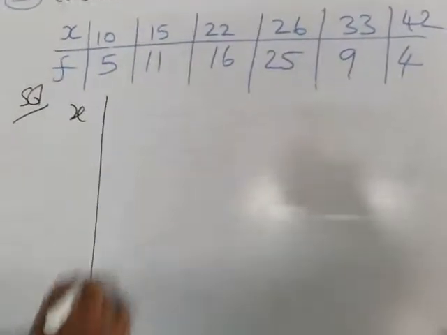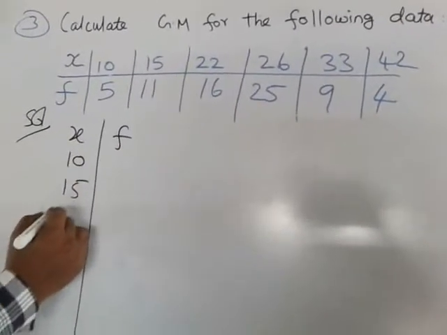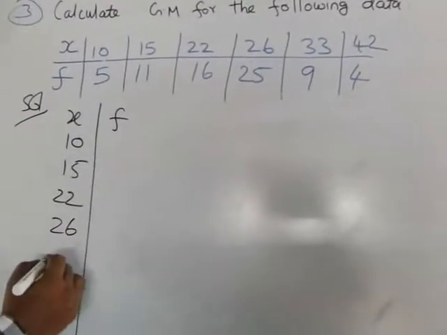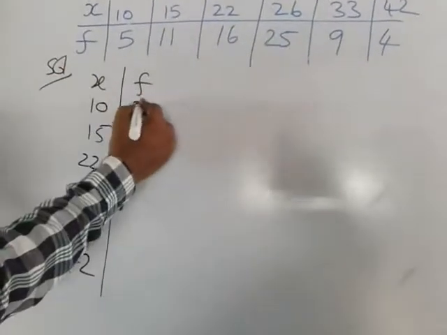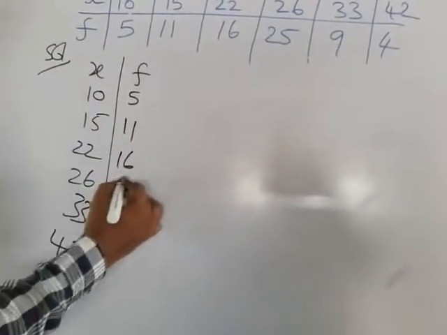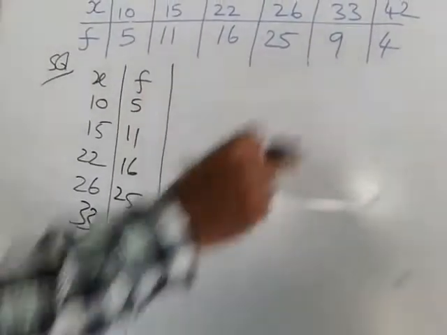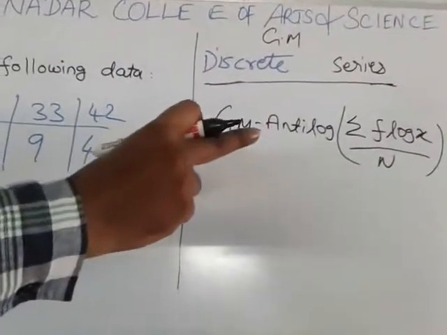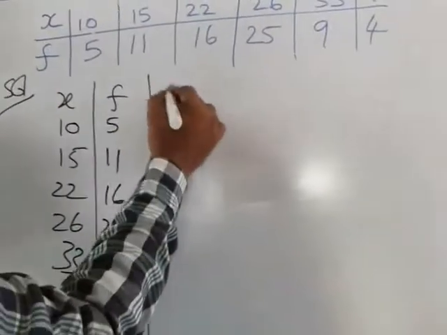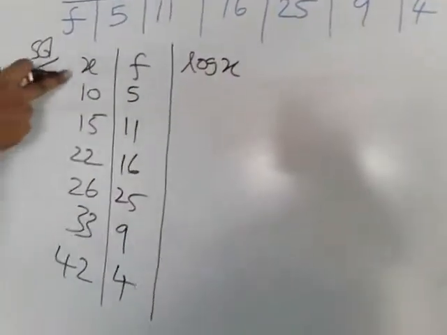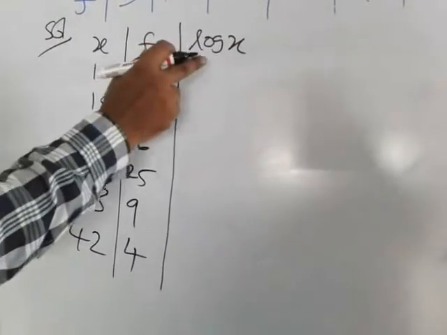First we write the x values and frequency. The x values are 10, 15, 22, 26, 33 and the last one is 42. The corresponding frequencies are 5, 11, 16, 25, 9, 4. So what is the formula? The formula is f into log x. So for each x value you find the log, that is log x.